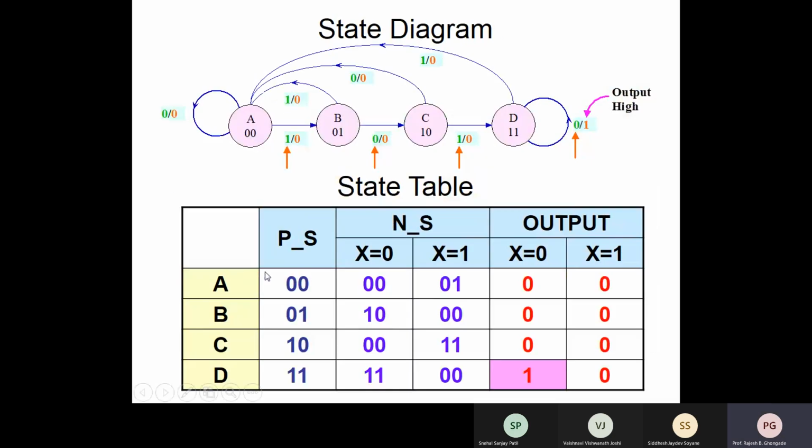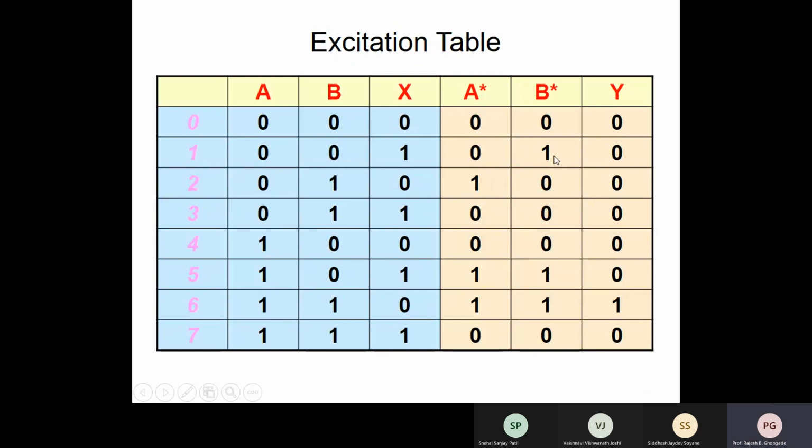These are simply these 2 bits. So call this as A, call this as B. Okay. And correspondingly output, of course, you don't have to encode as 2 bits, it's only a single bit. So output is this. So these are the inputs. A, B together make the present state. X is the input. A star, B star make the next state, and Y is the output. Understood?